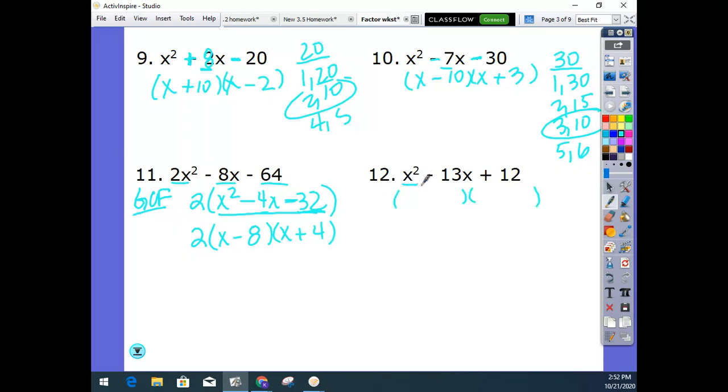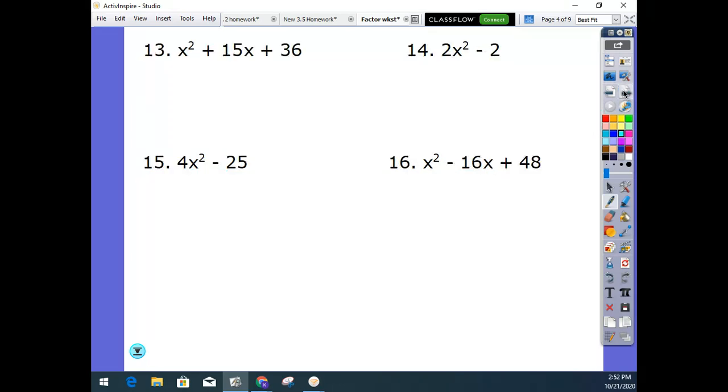No GCF, split apart x squared, factors of 12 that add to get 13. Which factors of 36 add to get 15? Plus 3, plus 12.